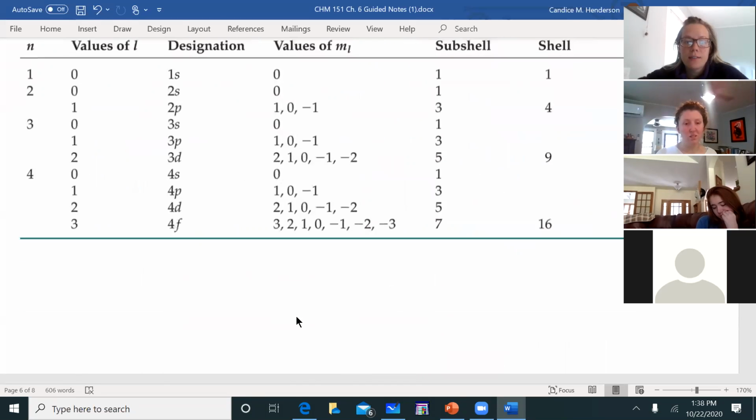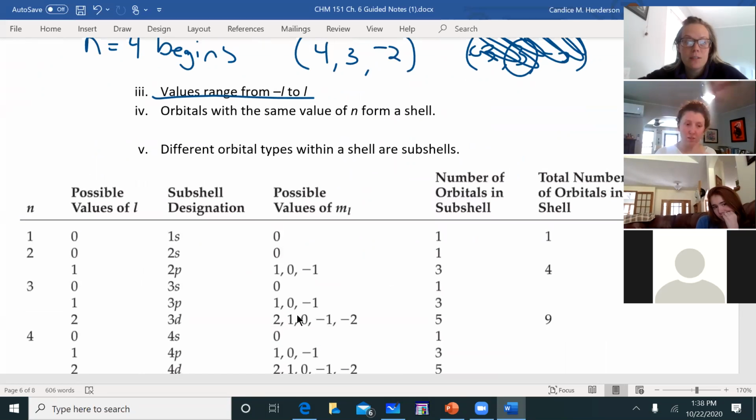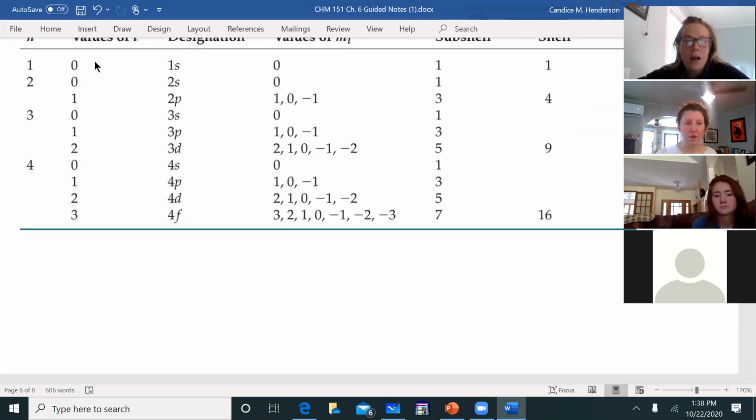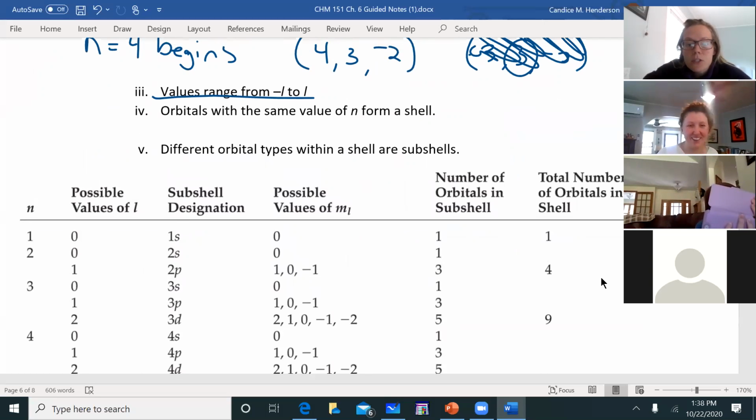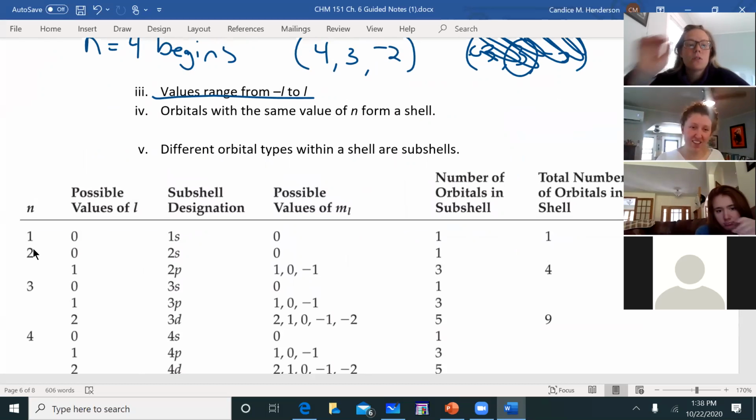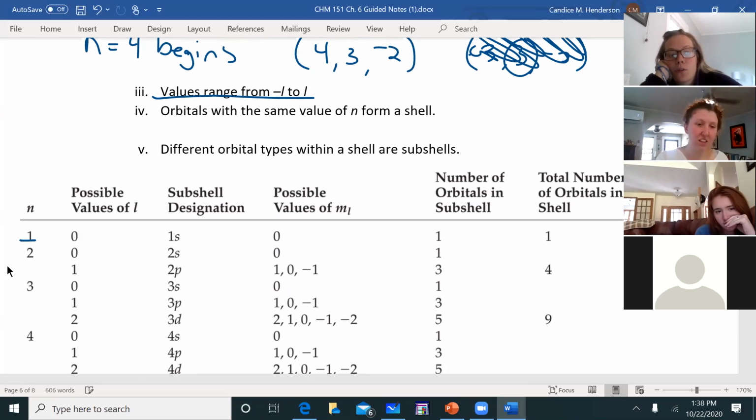Here is sort of a chart that sums up everything that we've just talked about. It keeps moving too much on me. We've got our N values. So our energy value can be your 1st floor, 2nd floor, 3rd floor, 4th floor. There is a 5th and a 6th floor. Possible shapes on this one: 1st floor, I can only have that 0 shape or the sphere. Possible ML values is whatever my L value was, 0.